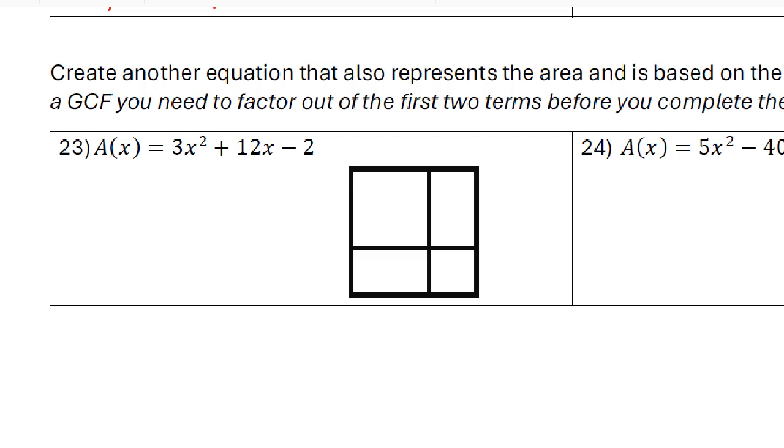All right, students, with this group of questions, we have an interesting thing happening. Again, I think this is in lesson 4 or lesson 5. It says, create another equation that also represents the area and is based on the closest perfect square. And then it reminds you, you won't get reminded of this if you have this question on a test, but it reminds you, find a GCF that you need to factor out of the first two terms.